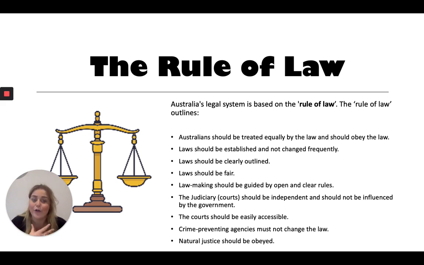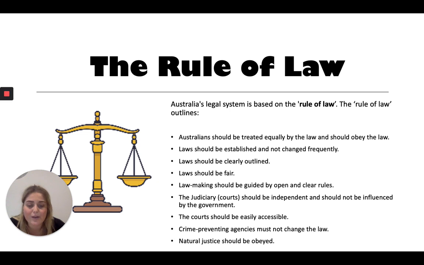Australia is based on a rule of law. So our legal system is based on that rule of law. And the rule of law outlines that Australians should all be treated equally by the law and that all Australians should obey that law. It says that laws should be established and not changed frequently, so we can't keep changing our rules just when we want to. Laws should be clearly outlined, laws should be fair, and lawmaking should be guided by open and clear rules.